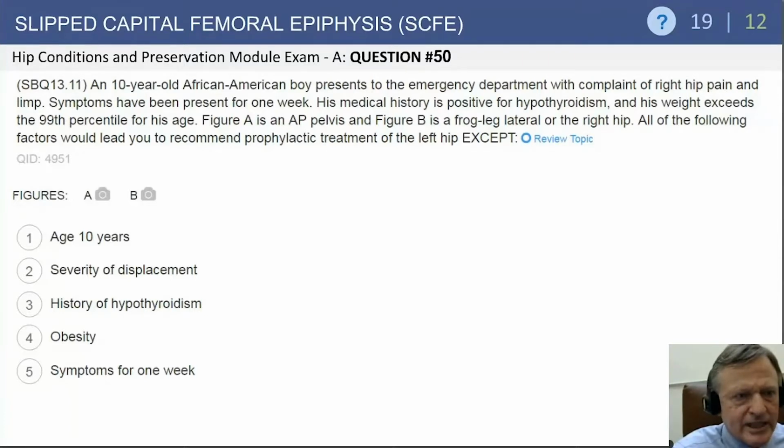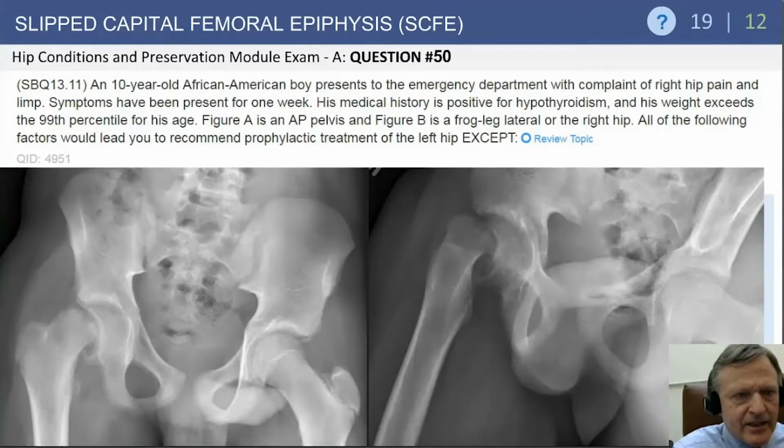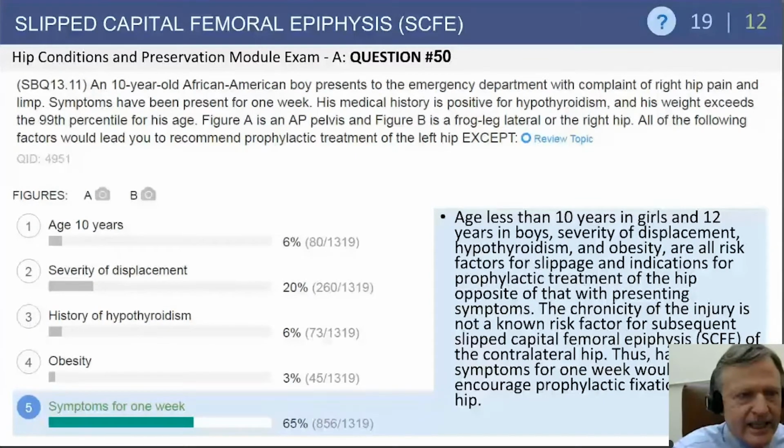and you've seen the degree of deformity, and so what they're looking for is for what reason would you pin the contralateral hip, and all of these are risk factors: being older, severity of displacement, younger, severity of displacement, history of hypothyroidism, and obesity. So I think that's the reason to know these, and then to know that symptoms for more than 1 week would not be an indication for contralateral pinning.